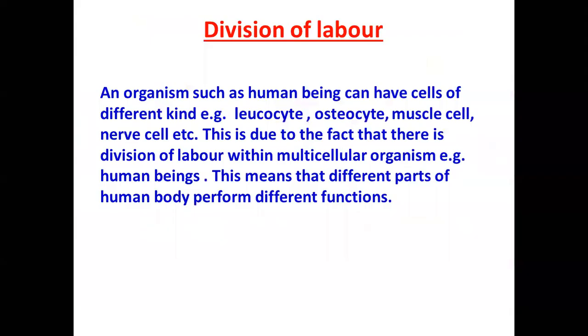So next is division of labor. Now what is the meaning of division of labor? If you closely study the figure which we discussed, you will notice that an organism such as a human being can have cells of different kinds, right? Example, sperm, leukocytes, osteocytes, muscle cell, nerve cell, fat cell, etc. This is due to the fact that there is a division of labor within multicellular organisms. Example, human beings. This means that different parts of the human body perform different functions.